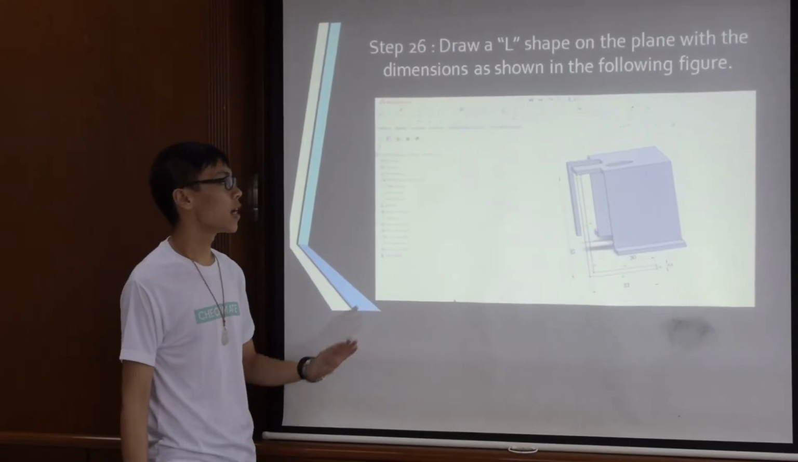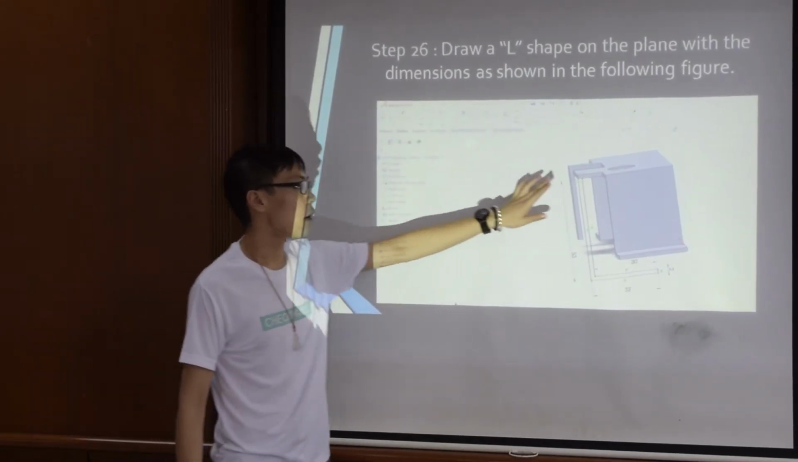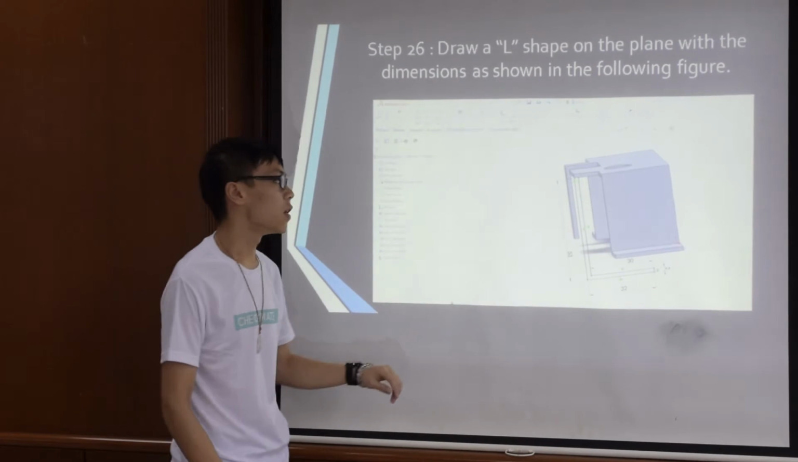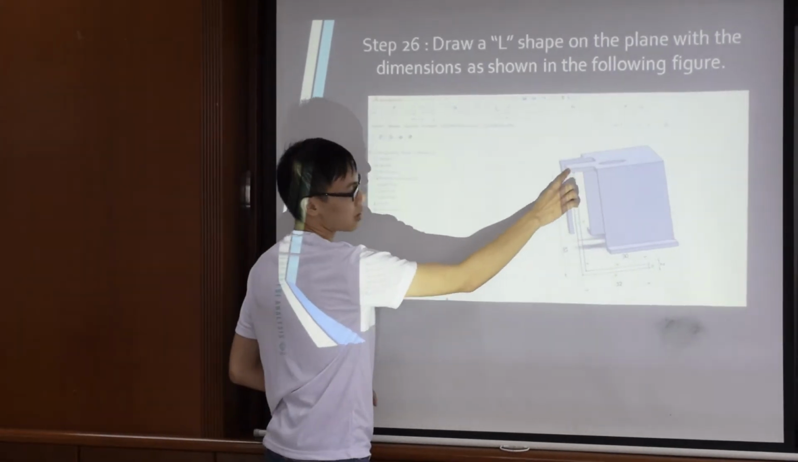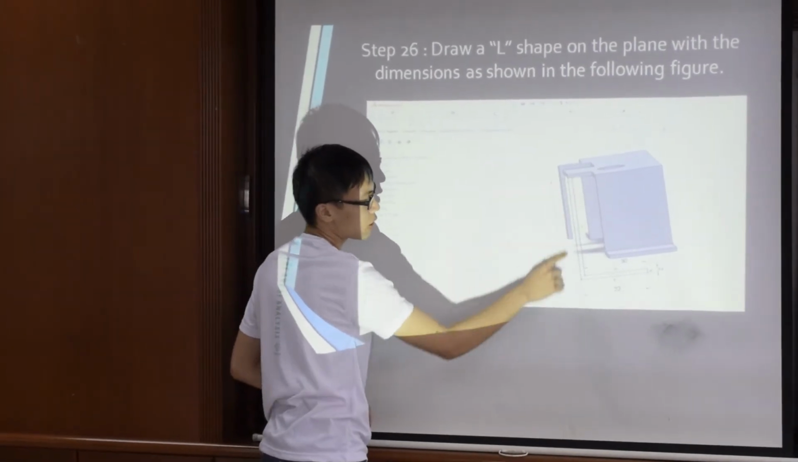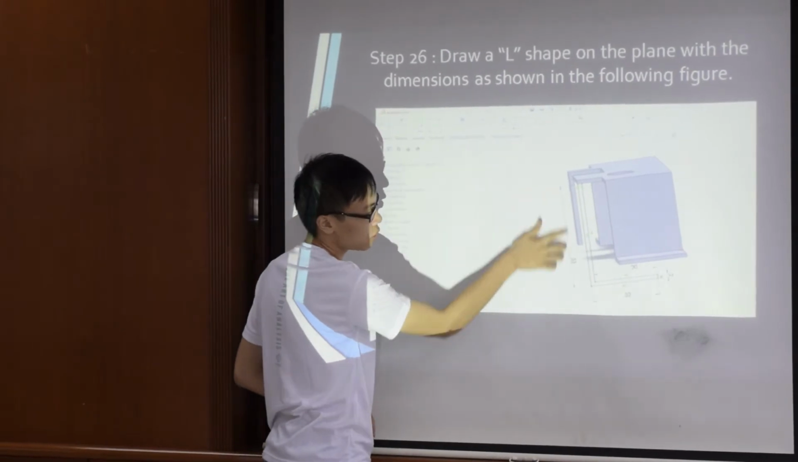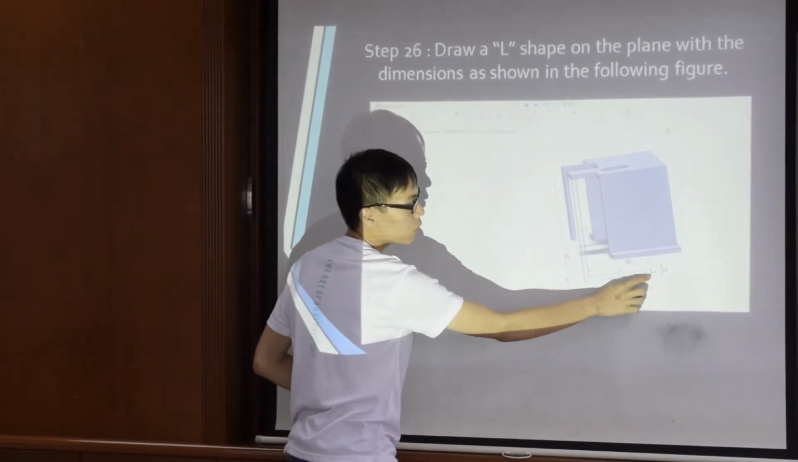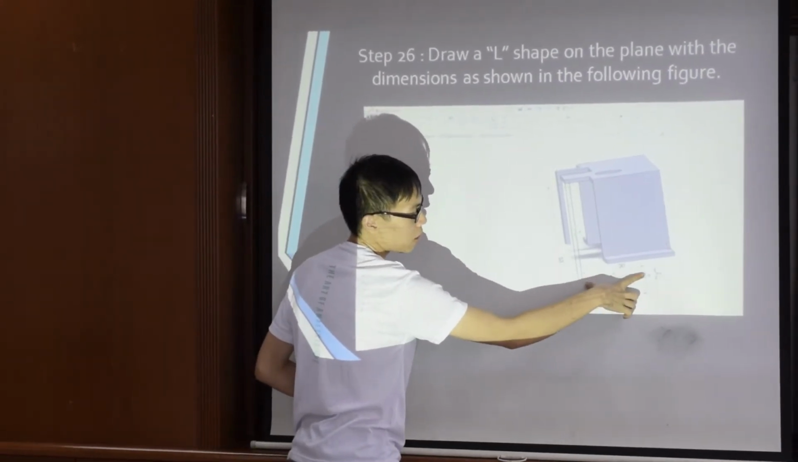Okay, so for the next step, we are interested in drawing an L shape as shown in the figure here. First we select the plane here and then start to sketch an L shape which is 53 mm, 32 mm, 2 mm thick and then another 30 mm here.